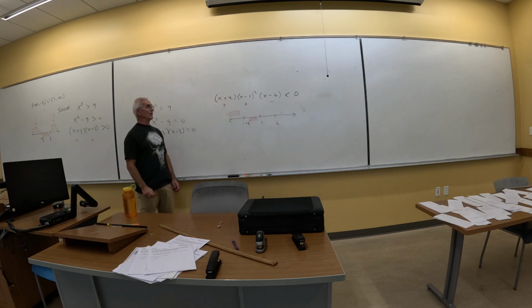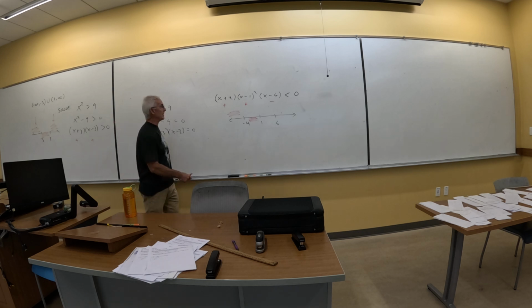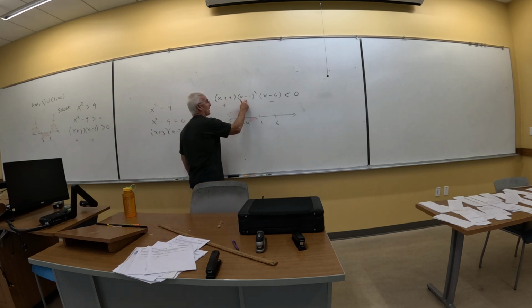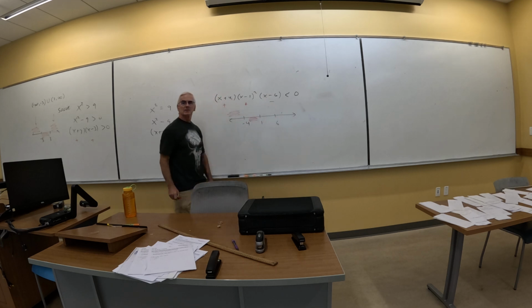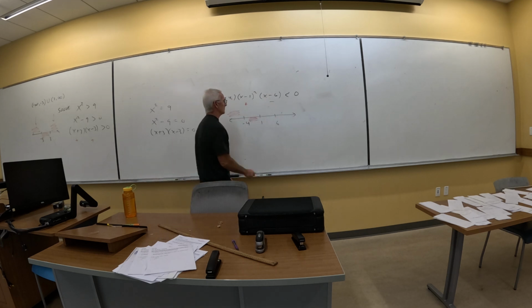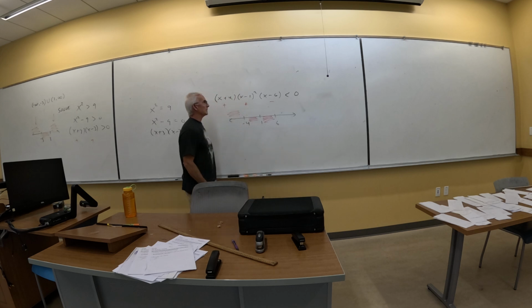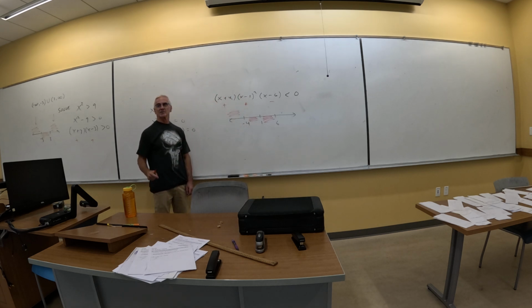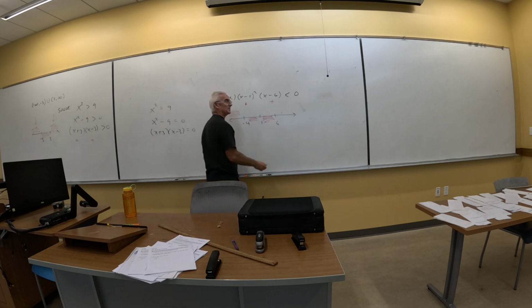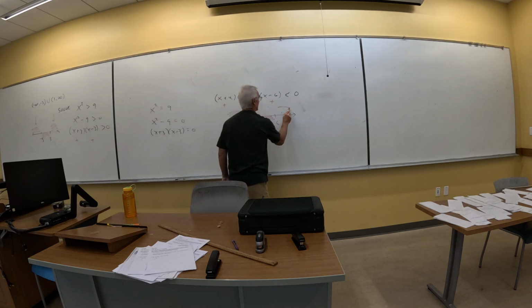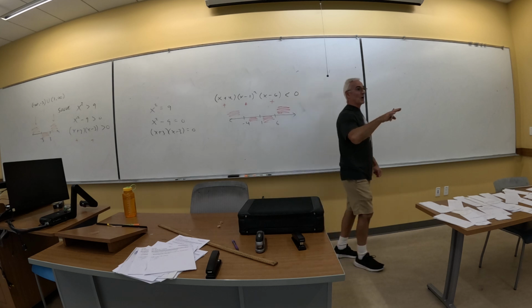Now pick a number between 1 and 6. You want to go with 4? Okay. 4 plus 4 is positive. That's positive. 4 minus 6. It's still negative, isn't it? Now pick a number bigger than 6, like way bigger than 6. Am I going to go positive, positive, positive? Yeah.